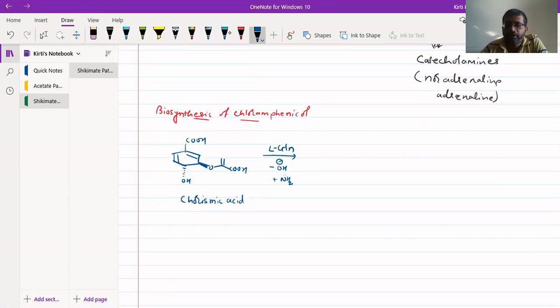So we will get a product as NH2, here O, COOH, and here we will have it. Okay. So यहाँ पर हमें ये मिलेगा, this is 4-amino 4-deoxy chorismic acid. Deoxy, यहाँ से हमारा ऑक्सीजन हाइड्रोक्सिल ग्रुप चला गया. So we have a 4-amino 4-deoxy chorismic acid.